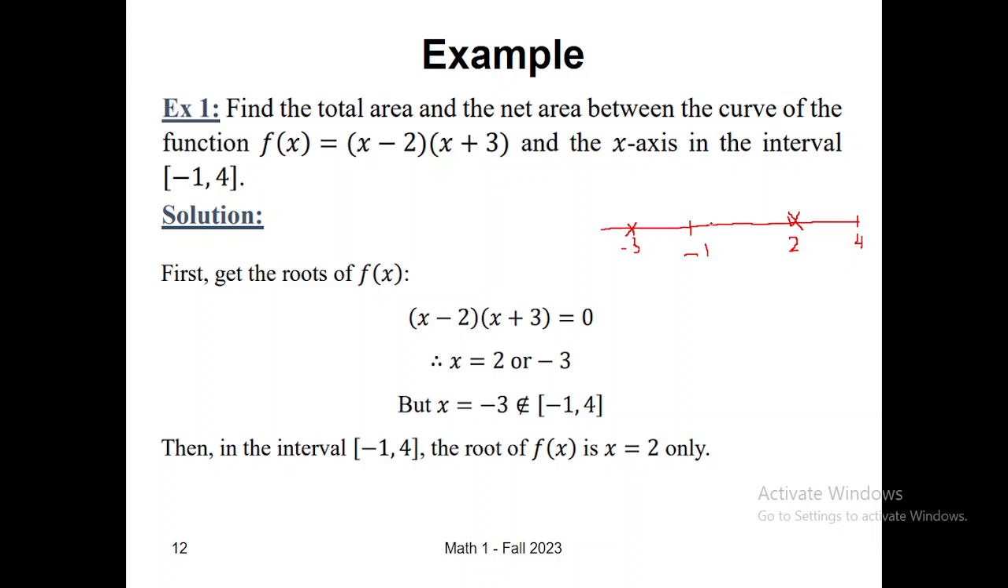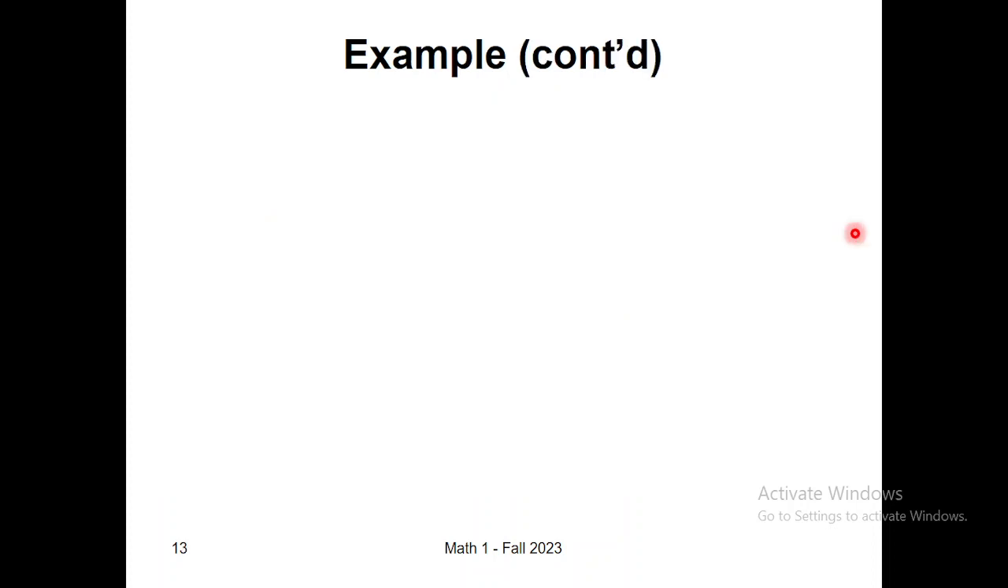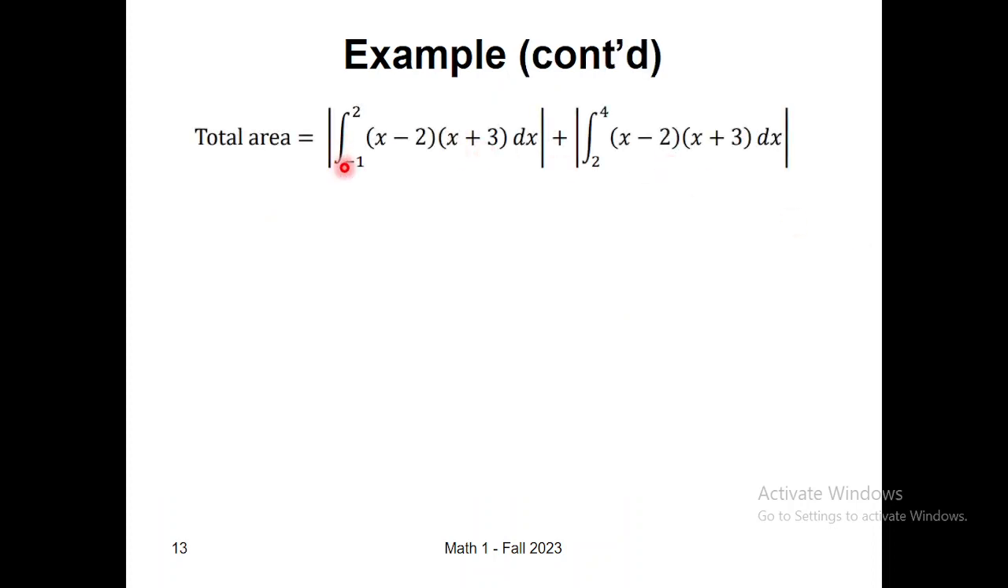So the graph of this function from -1 up to 2 is, for example, above the x-axis, and then from 2 up to 4 is, for example, below the x-axis, or the opposite. It doesn't matter. So now if you want to find the total area, you have to integrate from -1 up to 2, and then from 2 up to 4, and then sum the results in absolute value, irrespective of the appearing sign. This is the total area.